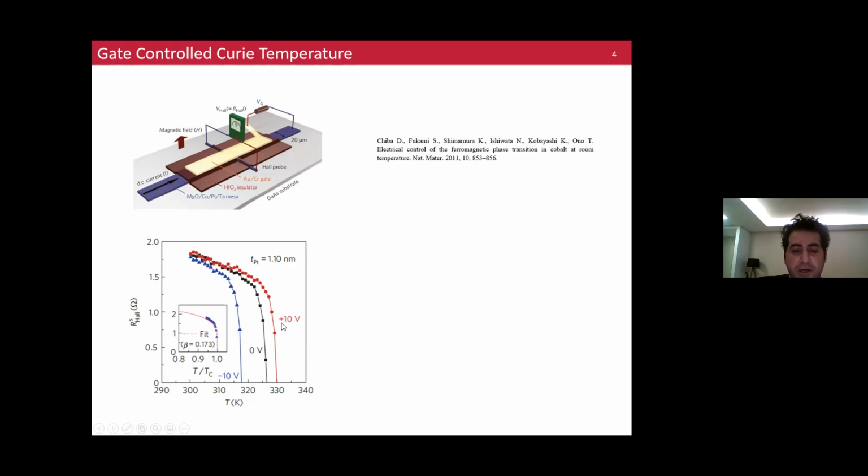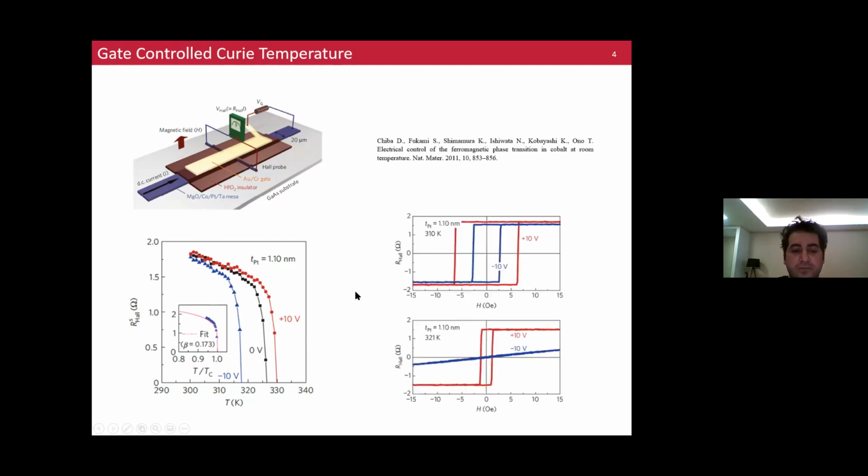When they applied positive 10 volts, they observed this Curie temperature shifting to a higher temperature. And when they applied negative 10 volts, they observed this Curie temperature shifting to a lower temperature. So this is very clear evidence that we can manipulate the Curie temperature of ferromagnetic materials by applying voltage. So what can we do with this information?